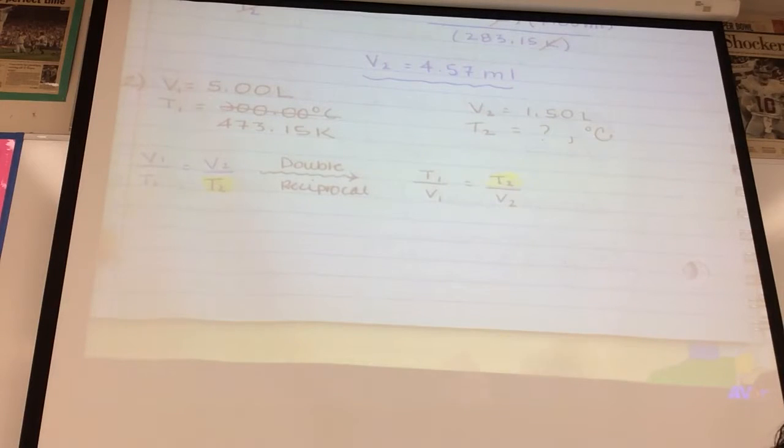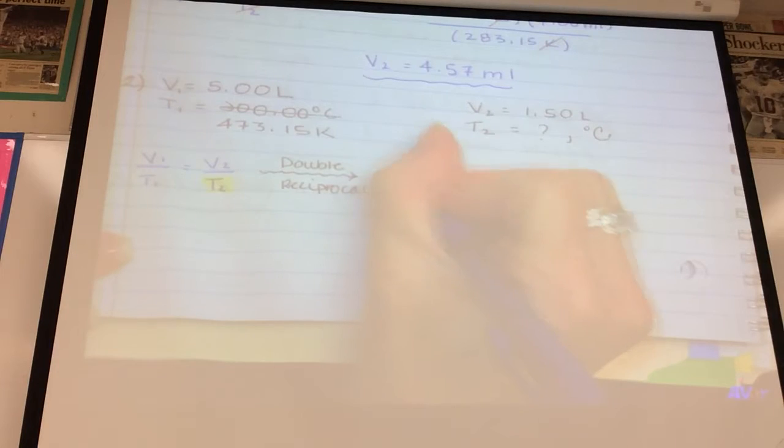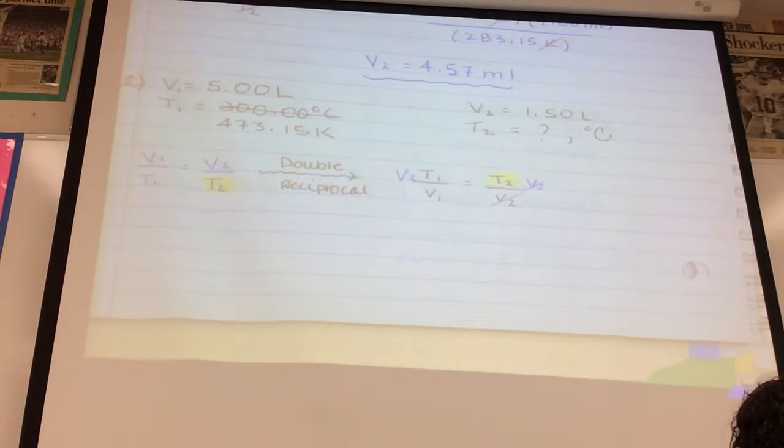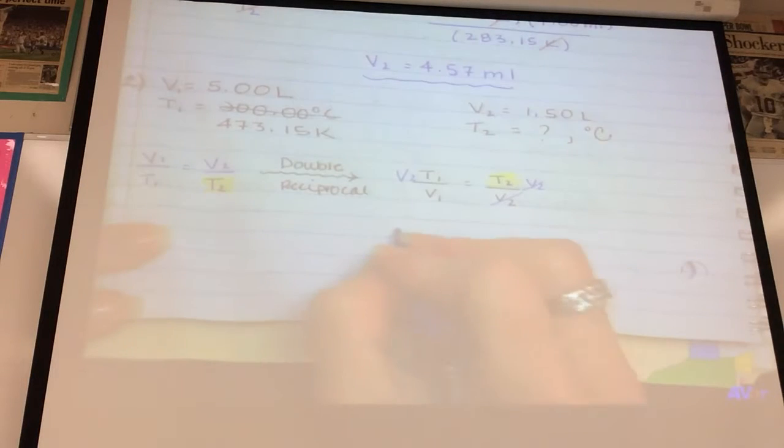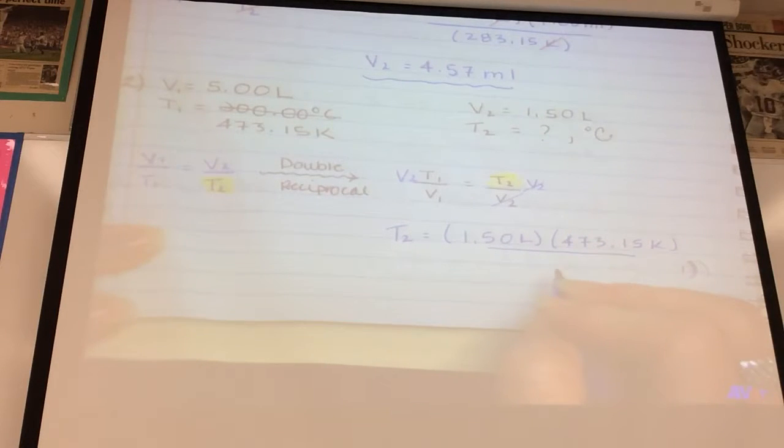Now if you multiply both sides by V2, that will cancel. That goes there, and now you have T2 is equal to V2 times T1 over V1.